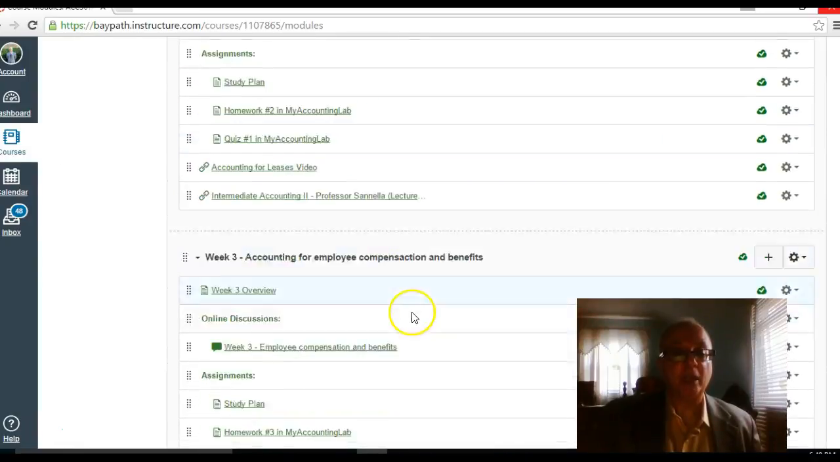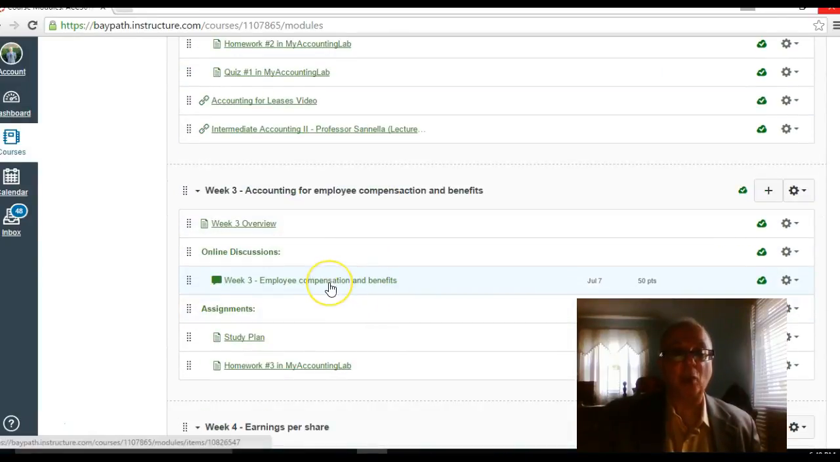In week 3, we get into employee compensation benefits, which is basically accruing for vacation and sick pay and severance packages and those type of transactions.